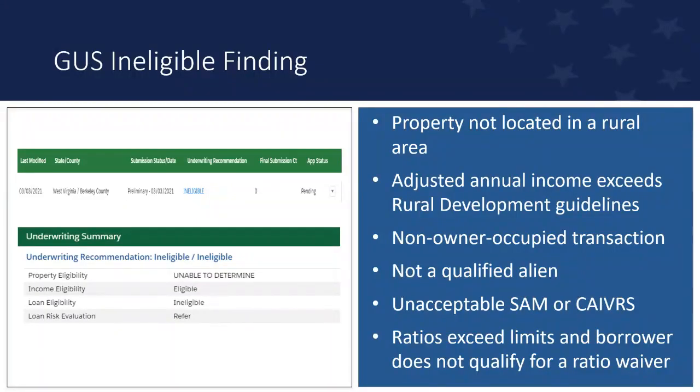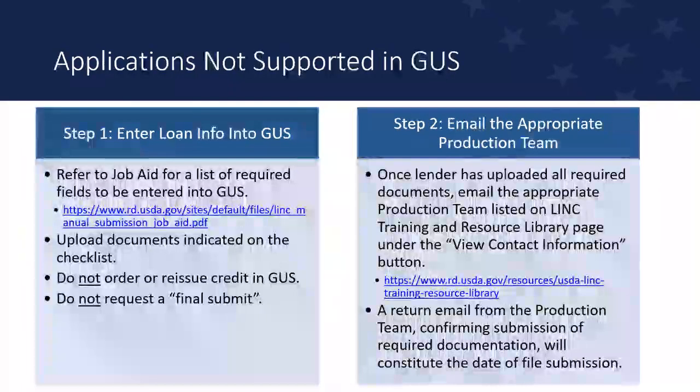Maybe they have an unacceptable CAIVRS, or the debt to income ratio exceeds the limit set forth by Rural Development, and the borrower doesn't meet the requirements to qualify for a ratio waiver. So just be sure to double check your data entry into GUS to ensure your GUS underwriting recommendation is valid. GUS will generally tell you what the issue is. Confirm that you have everything in correctly, and I just always remind: garbage in, garbage out.